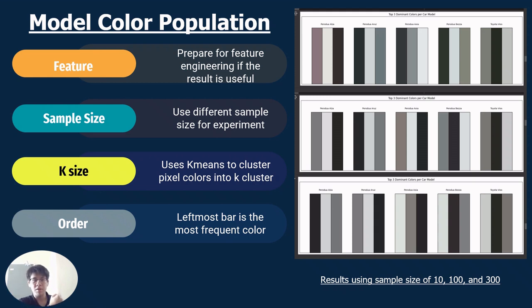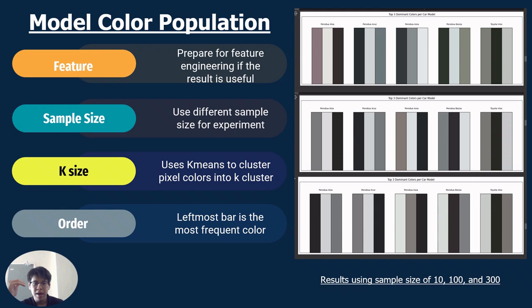However, the result on the right side shows that it is not useful enough and not efficient enough to use the color for the feature engineering, because we can see that the colors are almost all the same and quite similar to each other. So we are not going to use the model color population in the feature engineering in this case.